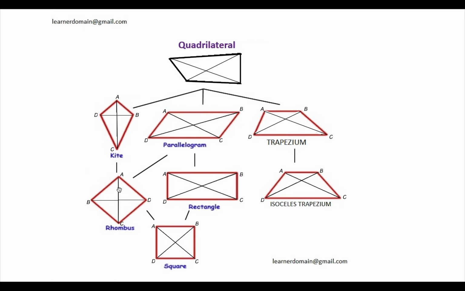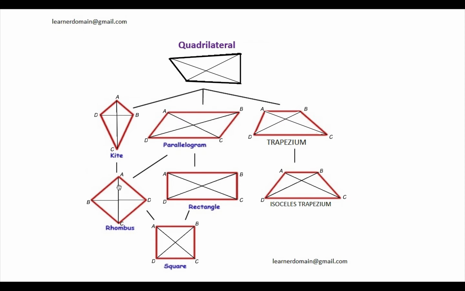Okay guys, moving on to the next one, which is a rhombus. Now this one is easy. How do you define a rhombus? Well, the simplest definition is, a rhombus is a parallelogram in which all the four sides are equal. So a parallelogram with all four sides equal, easy to see here.